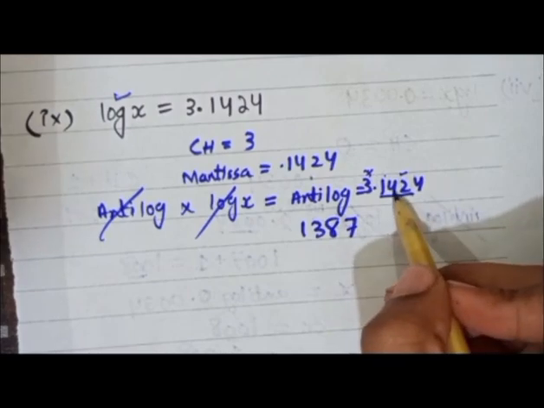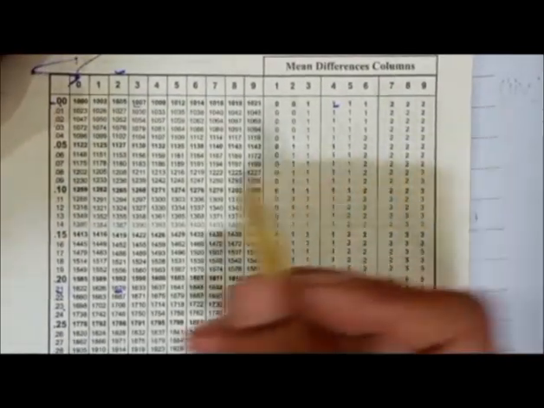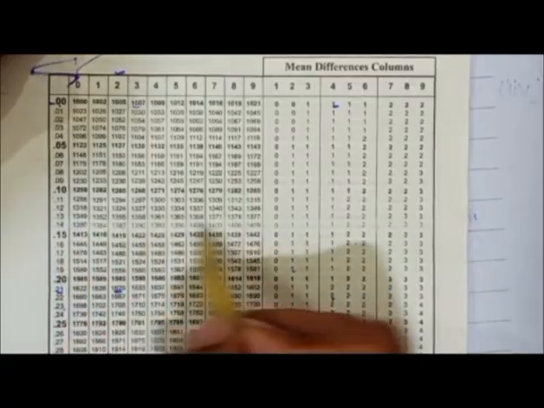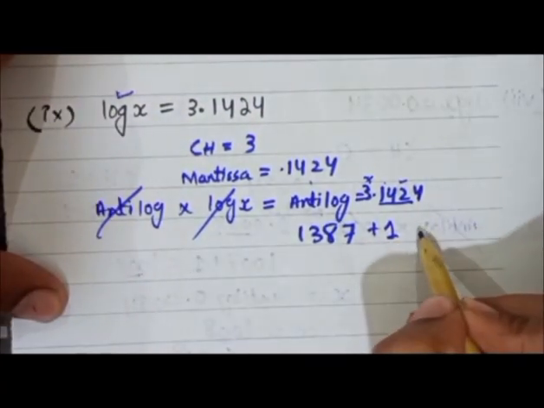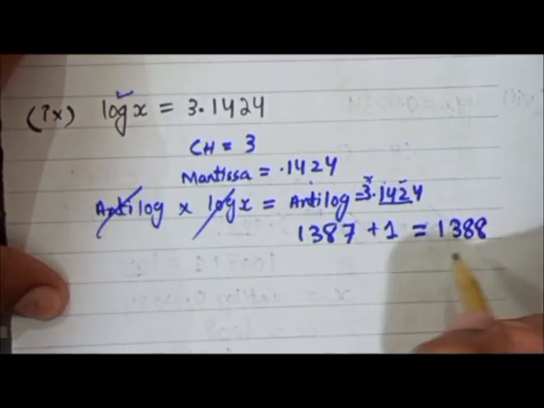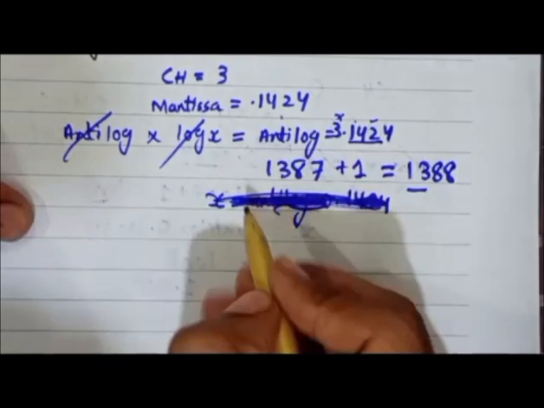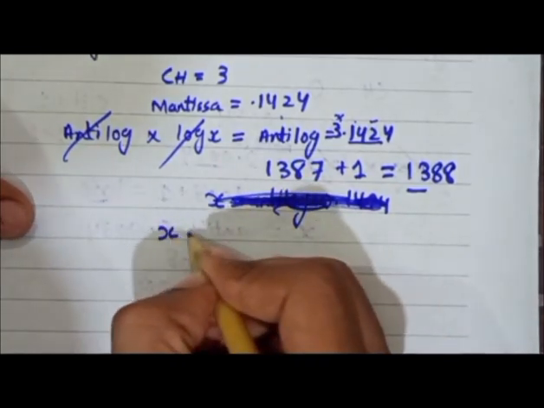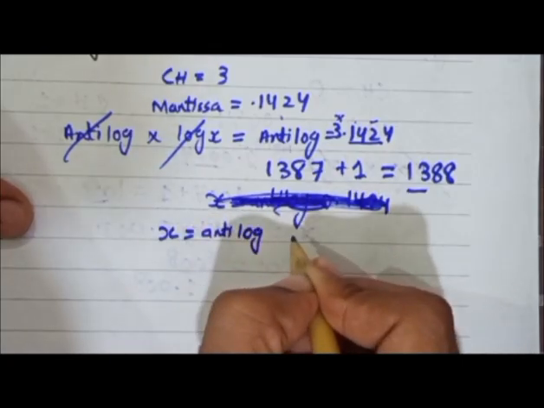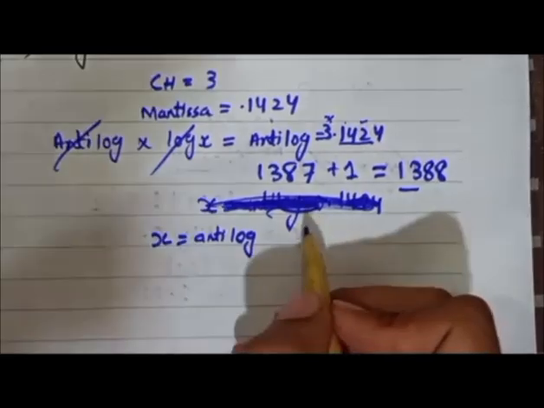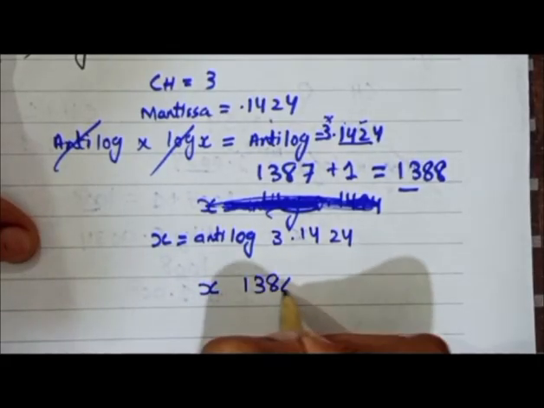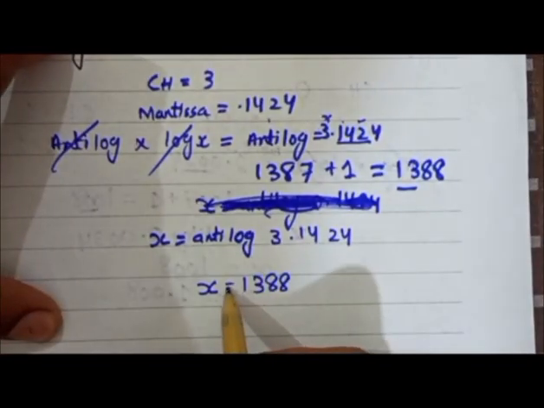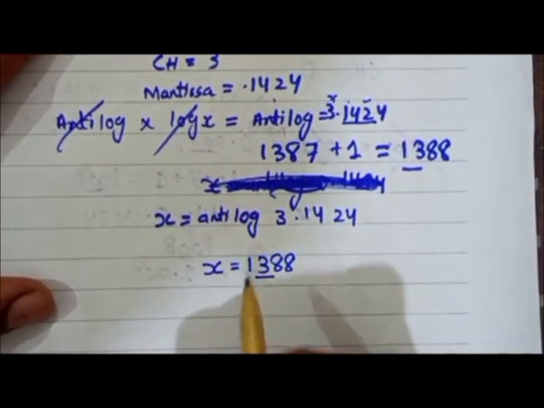Now I am supposed to find 0.14 in the fourth column of mean difference. That is 1. So I will write plus 1 and add it with it. This will be 1388. So this value is incomplete. I will write x is equal to antilog 3.1424. So the value of x is 1388, but this value is incomplete.